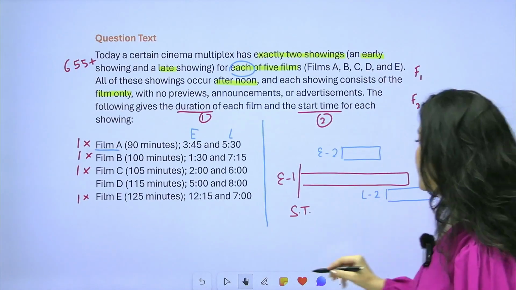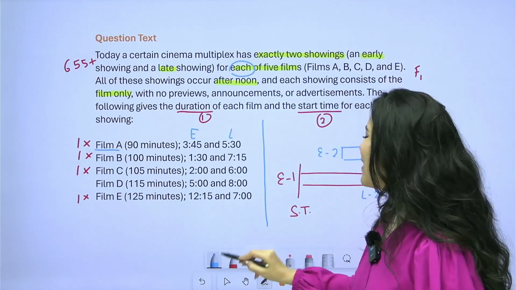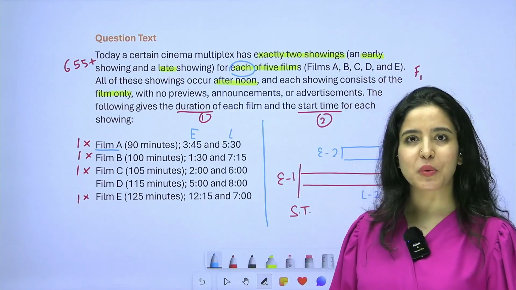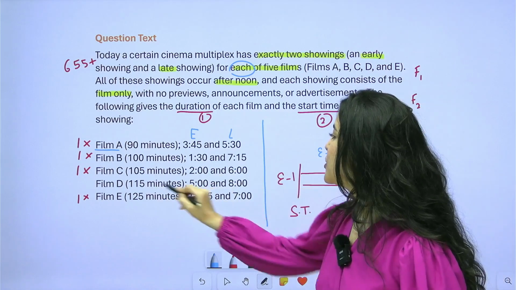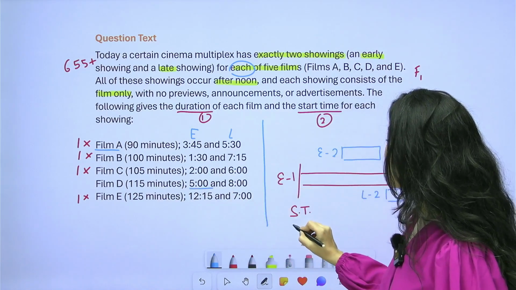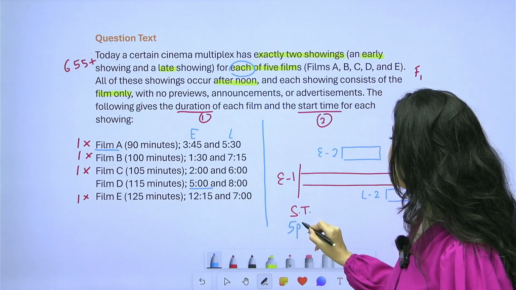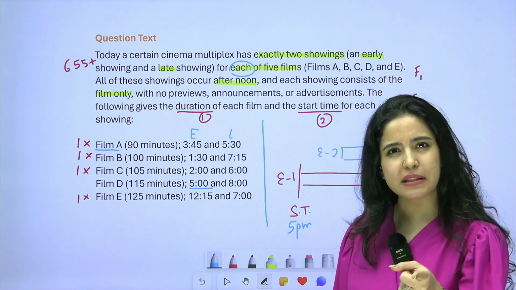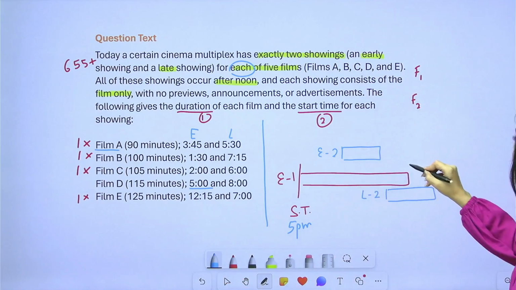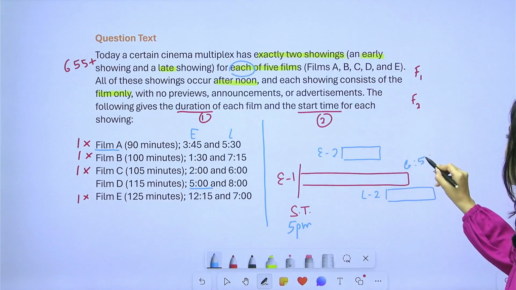And we are back. Okay, let's see. So now that I know it's film D, it's not too much work if I actually write the duration, right? So say film D, which I know starts at 5, the early show. So this is 5 p.m. and it goes on for 115 minutes. So 5 minutes less than 2 hours. So this will go on till 6:55 p.m.